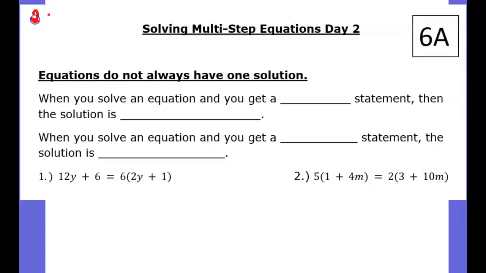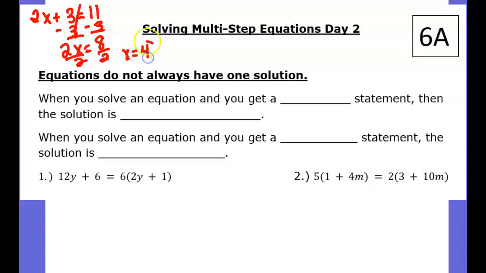Say you had 2x plus 3 is equal to 11, and you subtracted 3 and you got 2x is equal to 8, and then when you divided by 2 you ended up with x is equal to 4. So that was your one answer, okay? So we're not going to always have one solution.